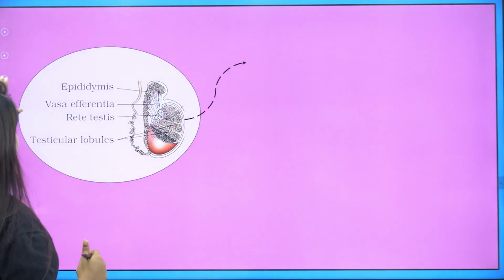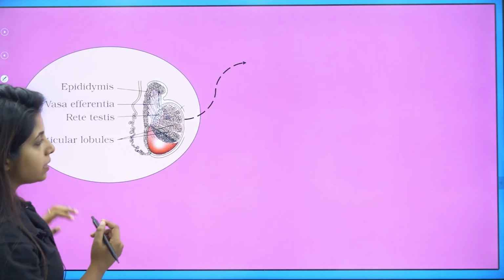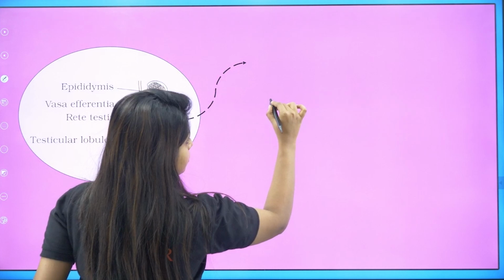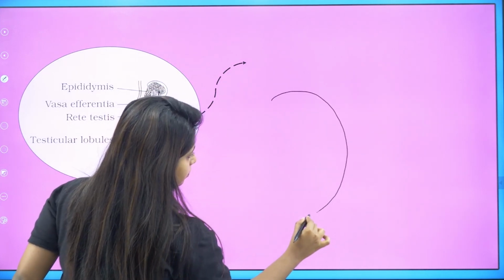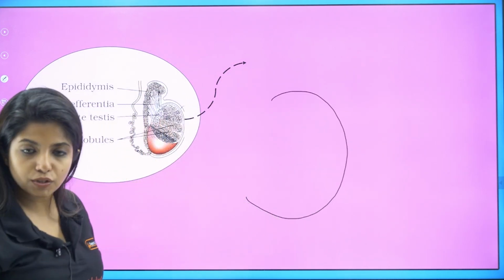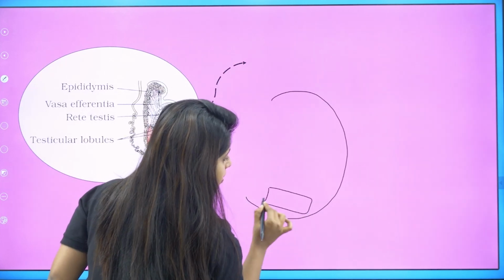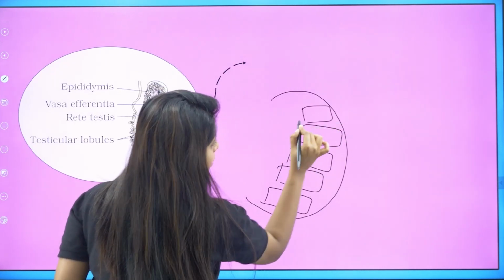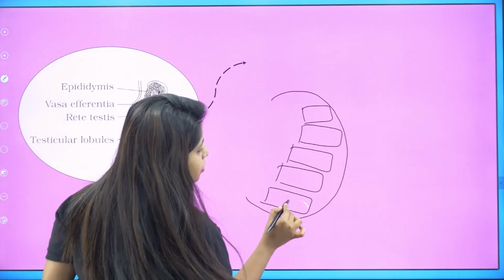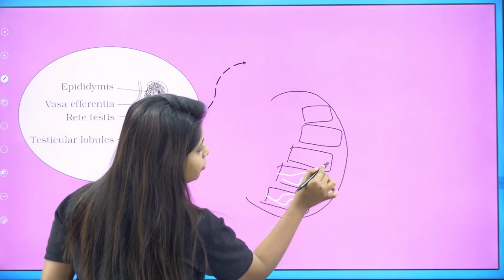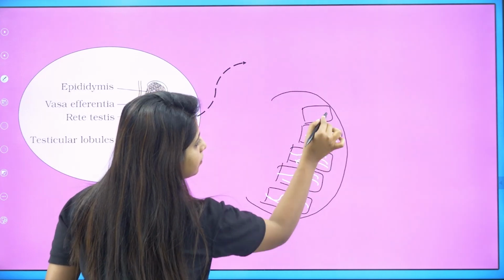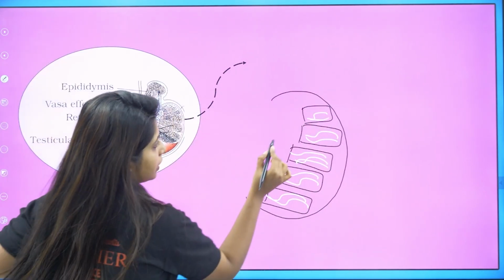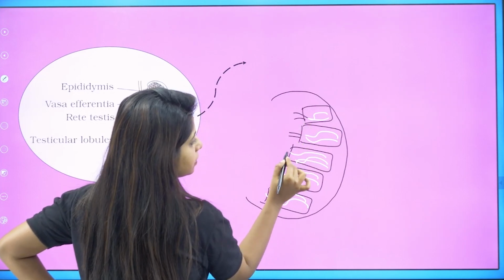Let's see. First of all, I will make a diagram by myself. This is your testis. This is the testicular lobule that you are having. Agreed? Inside that you have the seminiferous tubules, 1, 2, 3. Now, basically what happens? They all will come out like this.